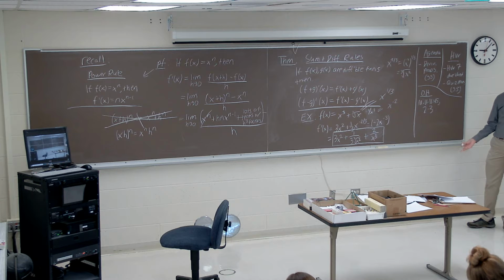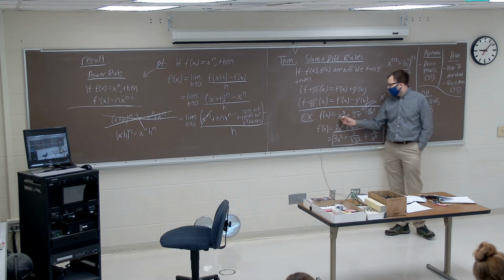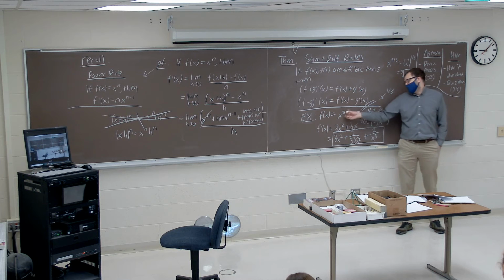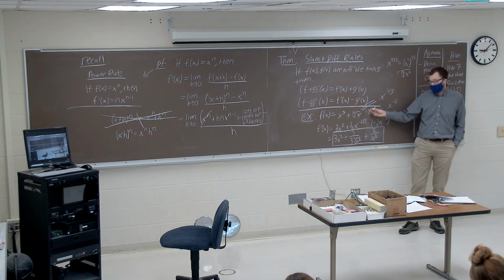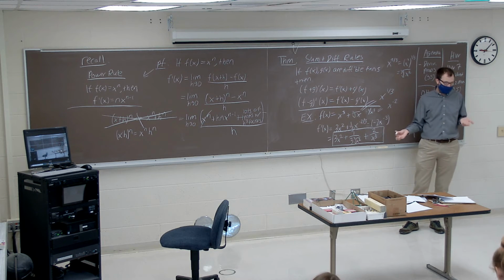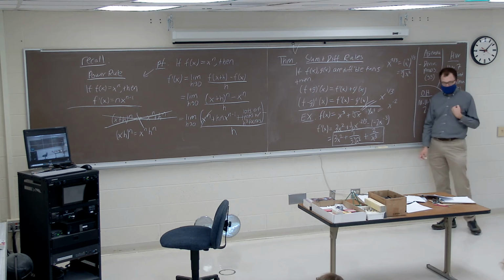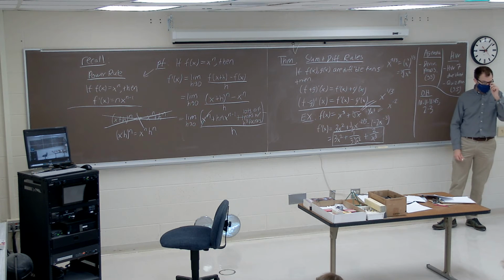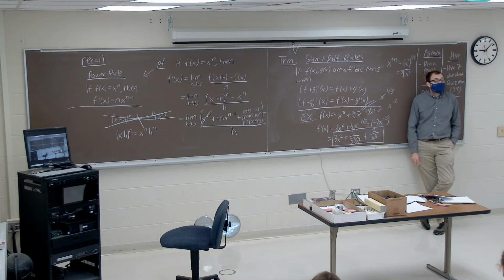So the moral of the story is, according to the sum and difference rules, to differentiate this sum where we have one thing plus another thing minus a third thing, we can just differentiate each piece separately and then add the corresponding results together. So derivatives behave nicely with respect to sums and differences.